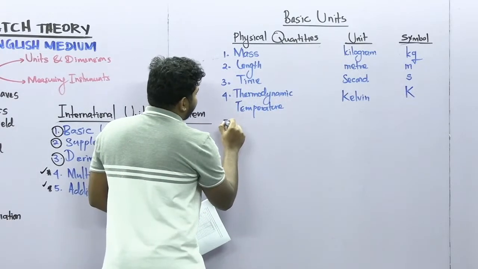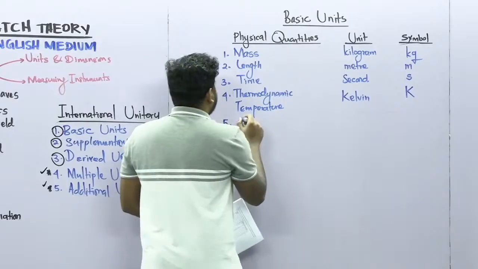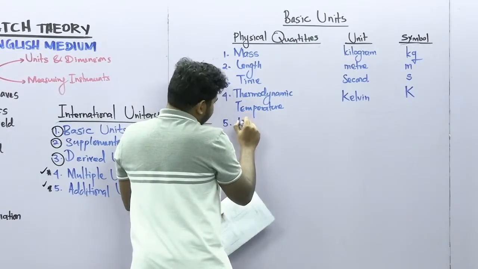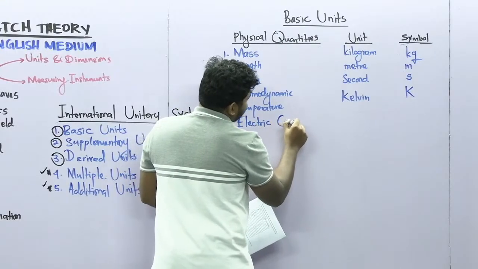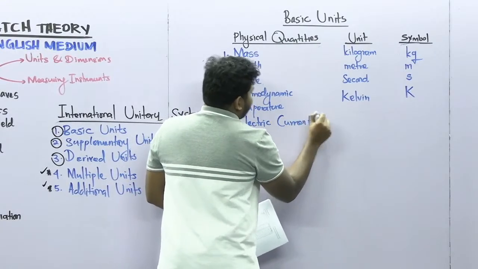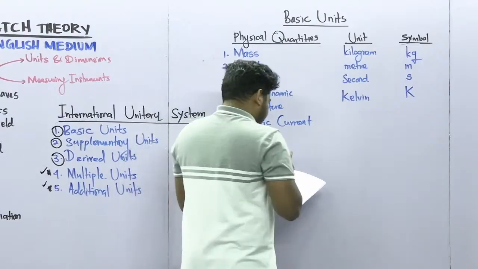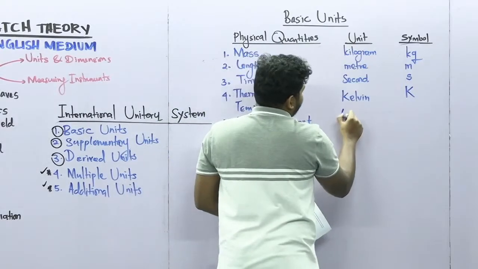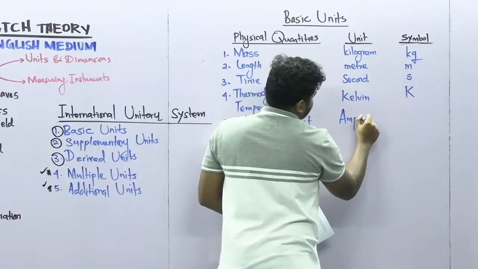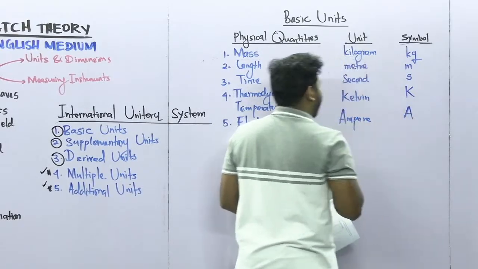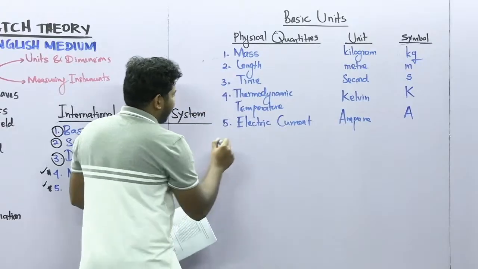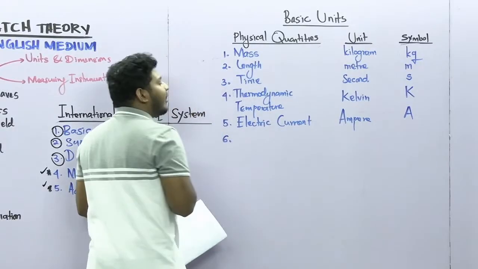The fifth one is electric current. For the electric current, the unit here is ampere. The symbol for the unit here is, guys, capital A. Capital A. Then we'll move to the sixth one.